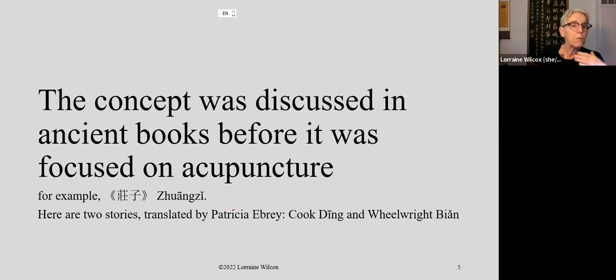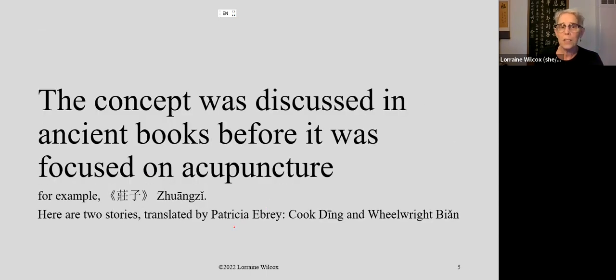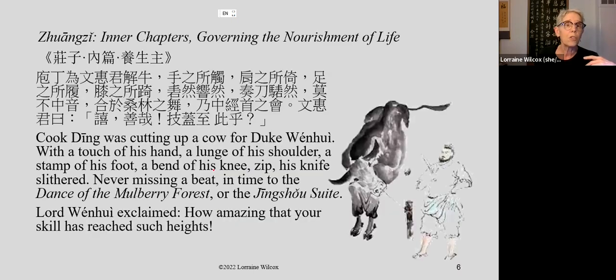So even before we have Huangdi Neijing, in other books, philosophical books that are not acupuncture or Chinese medicine books, there were discussions or stories that have to do with this, even if they didn't use the word E. But some of you have probably heard these stories. This is really ancient, like 2,300 years ago, and my Chinese is not good enough, so I'm using Patricia Ebrey's translation and not my own translation.